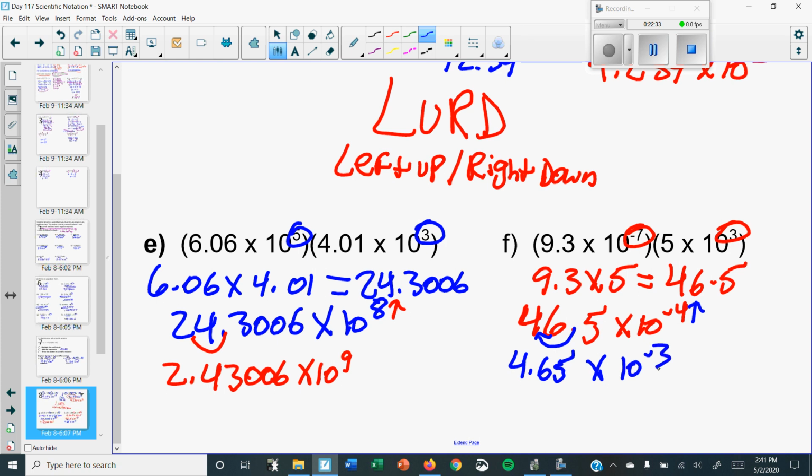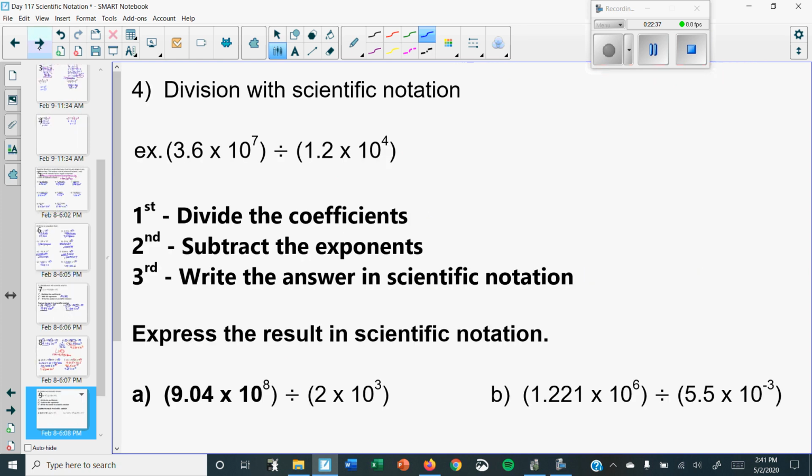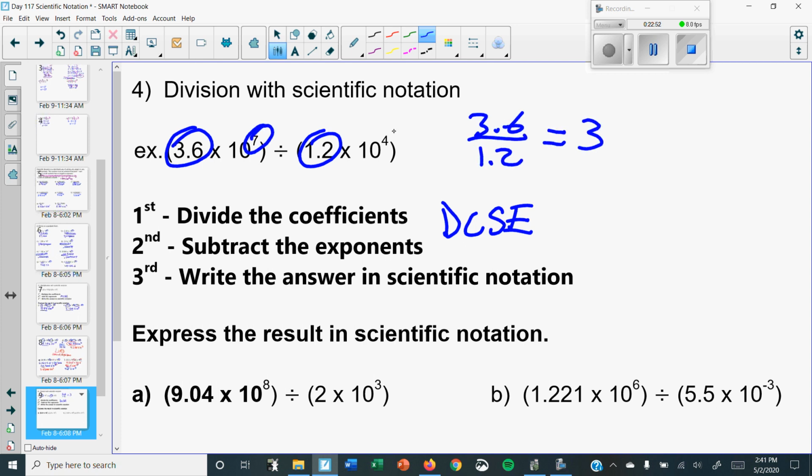So how are we doing on this? Good? Sweet. Okay, division, guess what? The same rules apply. Remember, divide the coefficients, subtract the exponents. So again, you're going to divide it. 3.6 divided by 1.2 is 3, but then you're going to subtract the exponent. So the answer is 3 times 10 cubed. Same rules apply, though.